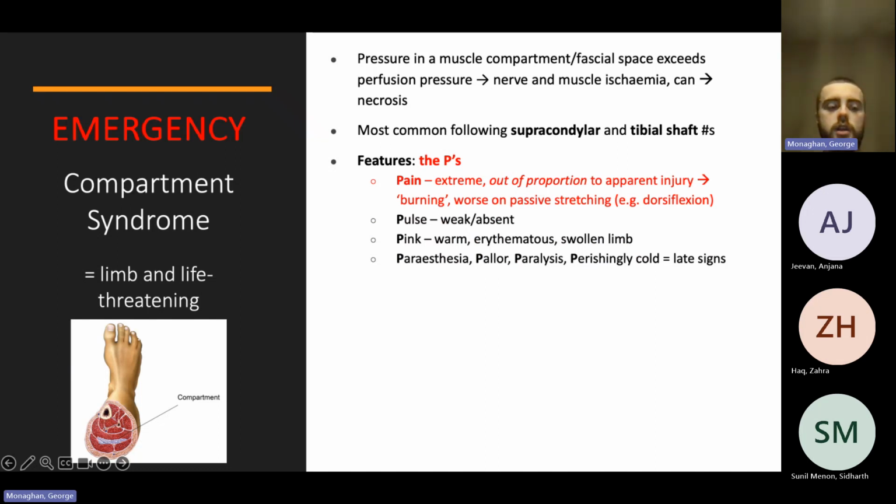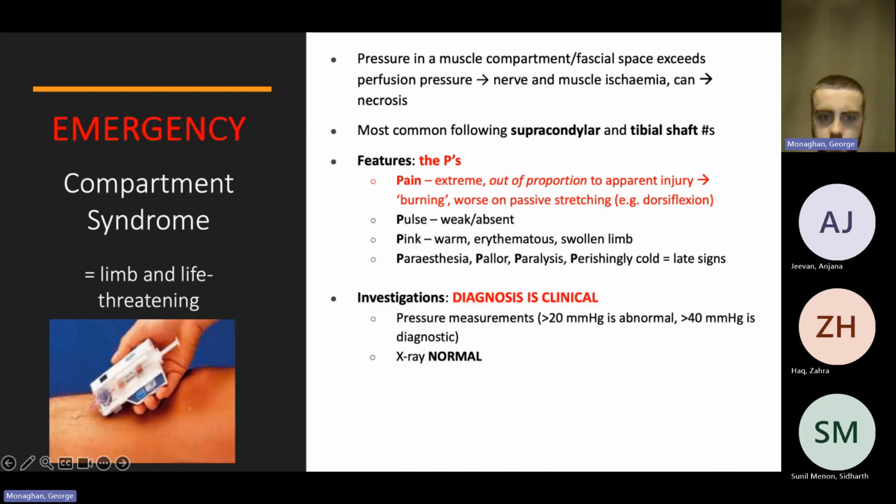A pulse could be weak or absent, and that's because, as I said, the pressure in the muscle compartment is exceeding the perfusion pressure. So the blood is struggling to get past that point. It's going to be pink, so warm, erythematous, or swollen, and then the other P's: paresthesia, pallor, paralysis, perishingly cold are the late signs, and that's when you start to get really reduced blood supply. And so then you can't get the redness anymore because the blood supply is really low.